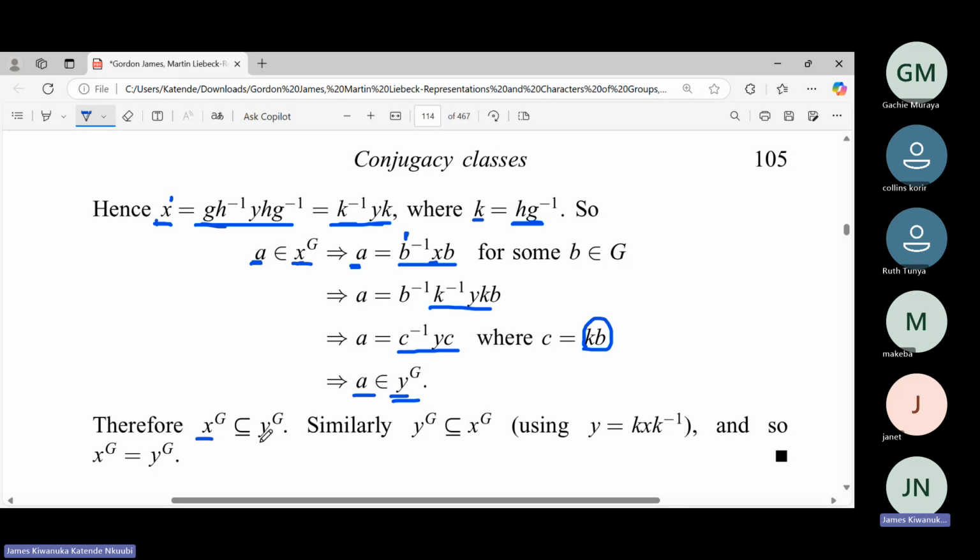The conjugacy class of G is a subset of the conjugacy class of Y. A similar argument, but this time picking an element from YG and showing that it is in XG, will prove this second inclusion. And these two inclusions together lead us to the conclusion that XG is equal to YG. The conjugacy class of X should be equal to the conjugacy class of Y. So what we have shown is that if the intersection is not empty, if they are not disjoint, then they must be equal. So they have only those two options. Either they are disjoint, but if they are not disjoint, they must be equal.